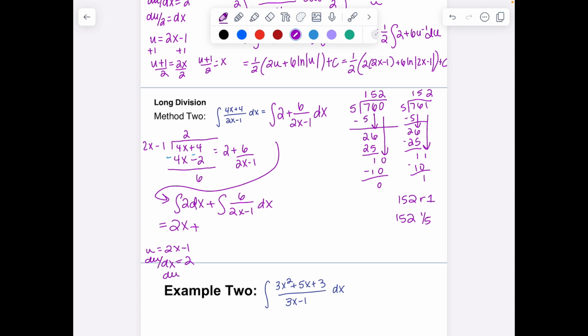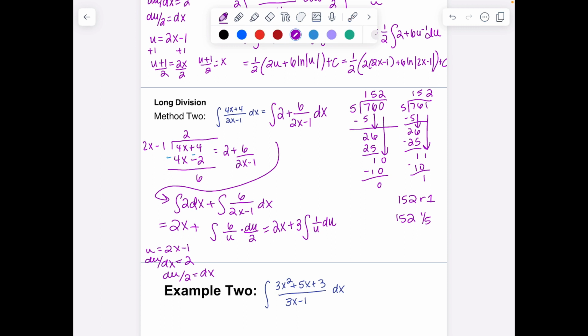And then if I were to solve for dx, I'd get du over 2 equals dx. And so I will have 6 over u times du over 2. And when I simplify that, I'm going to get 2x plus, this part right here simplifies to 3, so that's going to be 3 times 1 over u du. And with long division, you're almost always going to have a logarithm in your final answer. The only reason you wouldn't have a logarithm is if there was no remainder. But if there's a remainder, you're almost always going to have a logarithm.